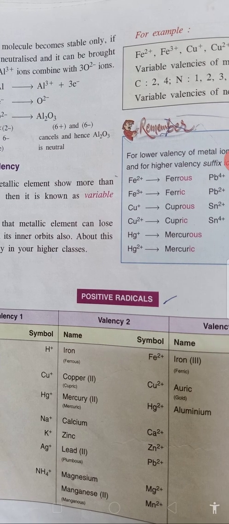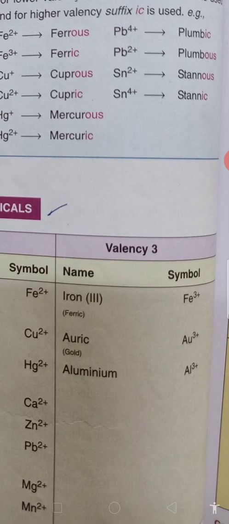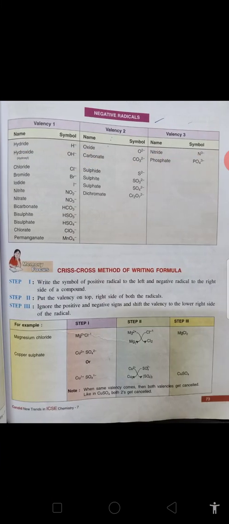Then positive radicals with valency 2 are ferrous Fe plus 2, copper or cupric, that is Cu 2 plus, mercuric Hg plus 2, calcium 2 plus, zinc 2 plus, lead Pb 2 plus, magnesium and manganese, which are Mg 2 plus and Mn 2 plus. Then children, with valency 3, we have iron, called ferric, then gold with valency 3, which is Au plus 3, and aluminum with valency 3. So these are the ions with plus 1, plus 2, plus 3 valency.